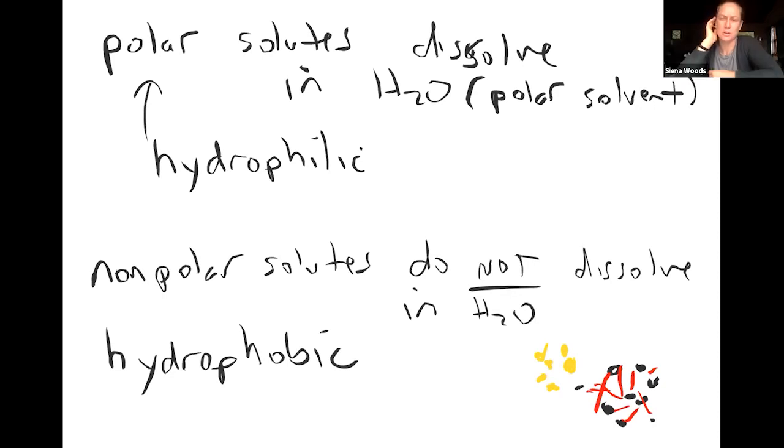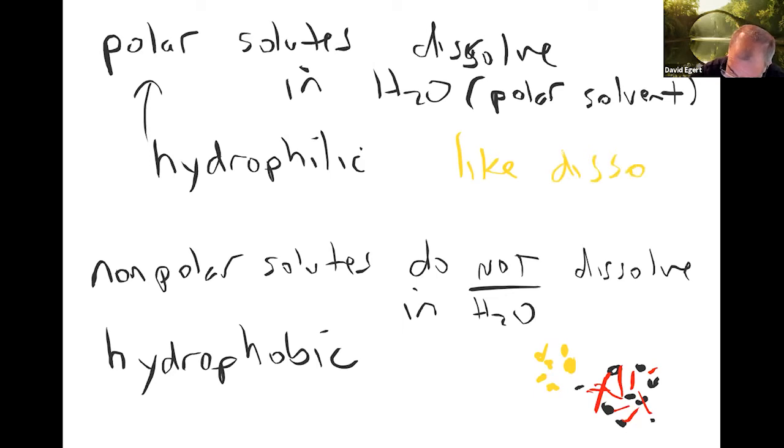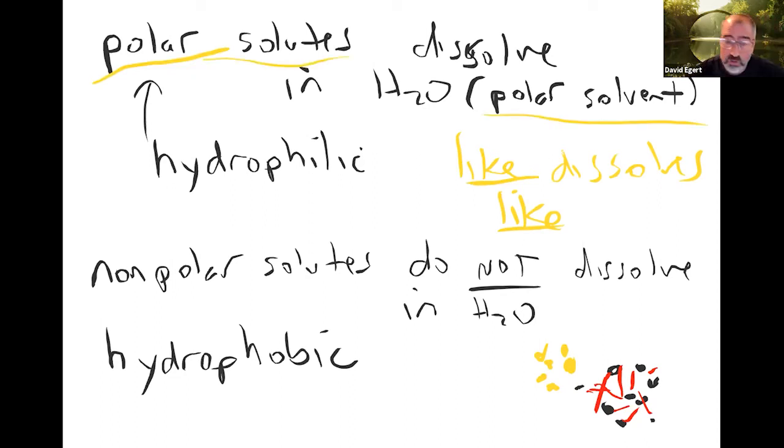Could you use the word inert for this? No, you use hydrophobic or nonpolar. So this is part of this like dissolves like. There's going to be more to it in a second. But polar solutes dissolve in the polar solvent of water. Non-polar solutes do not dissolve in the polar solvent, which is water.